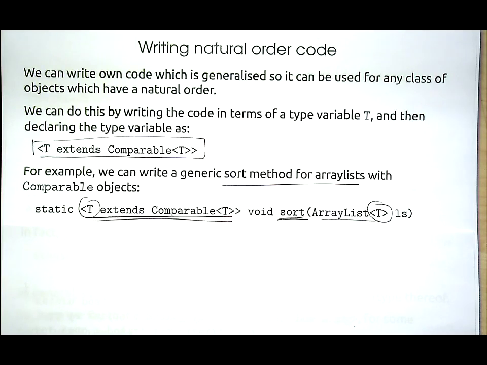So in particular here, A is an array list of T's, and T extends Comparable. So I can say A.get(i).compareTo, because since T extends Comparable, it has the compareTo method, and A is just an array list of objects of this type.